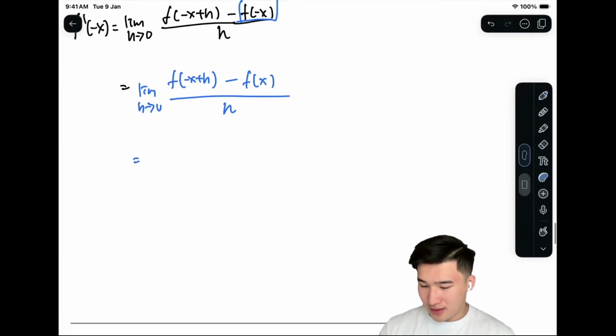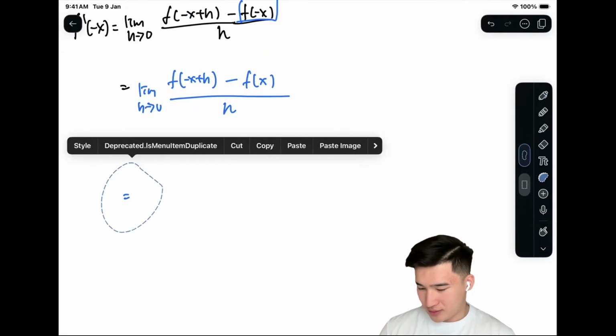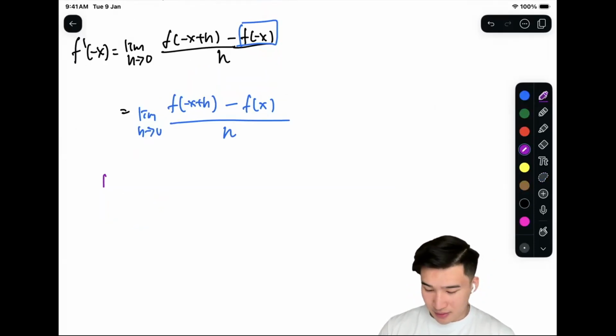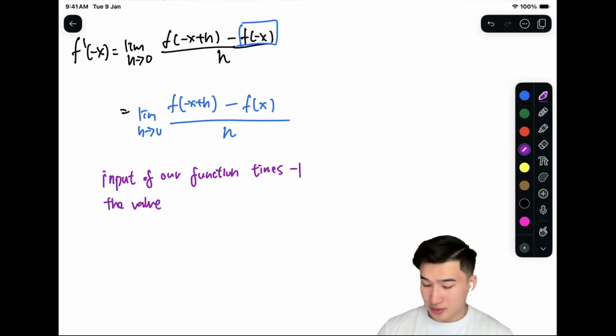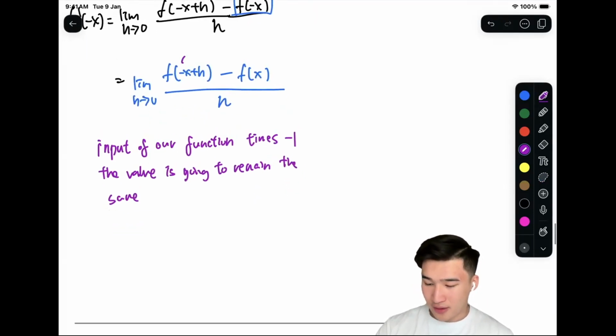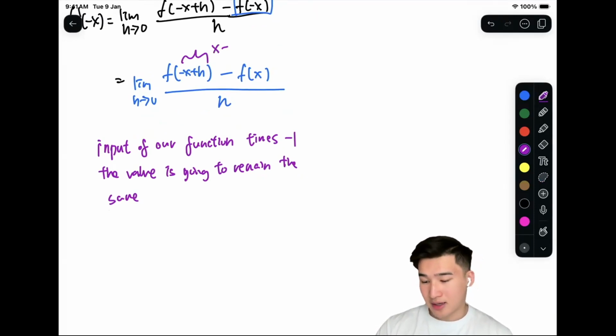So remember the idea of an even function. The even function is such that when the input of our function is multiplied by -1, the value is going to remain the same. So what that means is if we have this input and we multiply it by -1, then the output is just going to be the same as this thing.